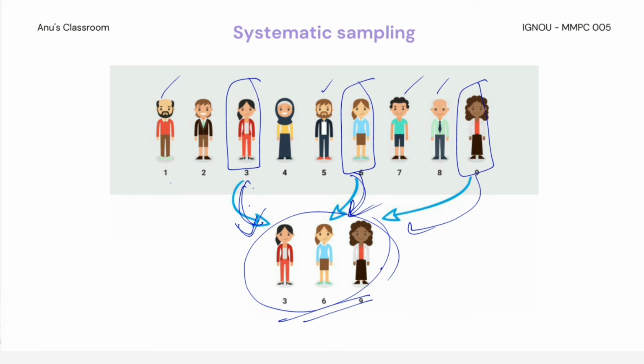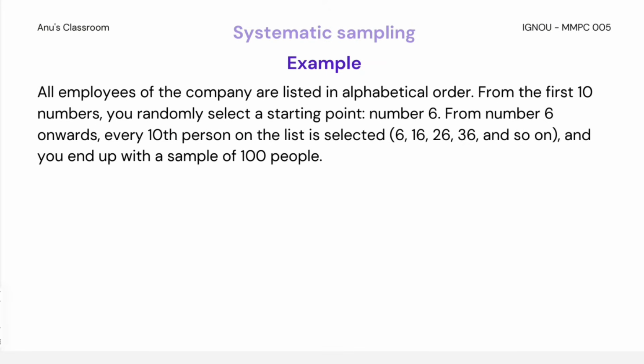Even if you count the number of males and females, you can see that actually females are fewer in number in the population than males, but the sample we got, unfortunately, was all women. So that is a problem in systematic sampling. That is the disadvantage we talked about. Okay, so that is the example also. Like, if all employees of a company are listed in alphabetical order, that is how we can find the systematic samples. Okay, so that is an example.